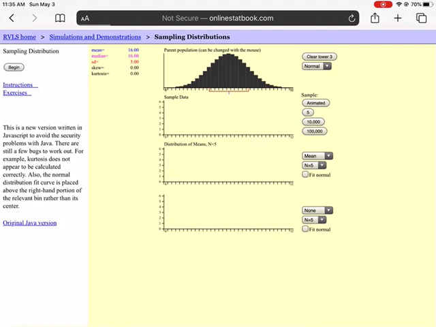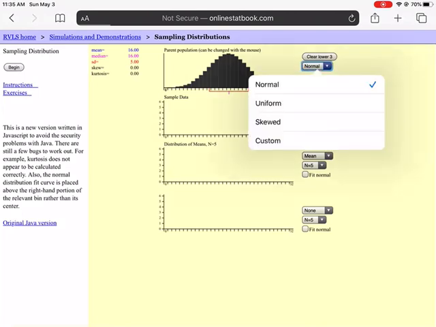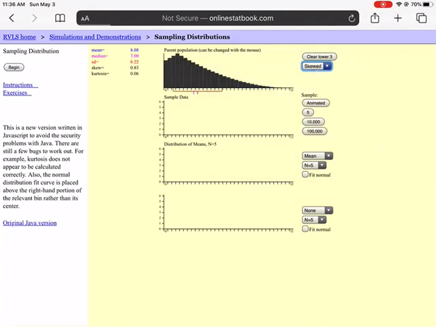So what we're going to do is choose our population up here. You can see that our population can be normal, uniform, skewed, or custom. So you can make it whatever you want. And then we're going to select skewed. Now all these directions are in your notes. I'm going to walk you through it, and then I'm going to ask you to pause the video so you can work through this and see what happens.